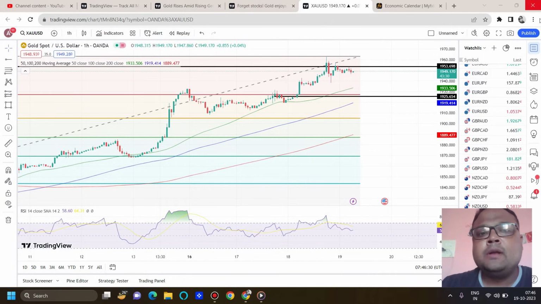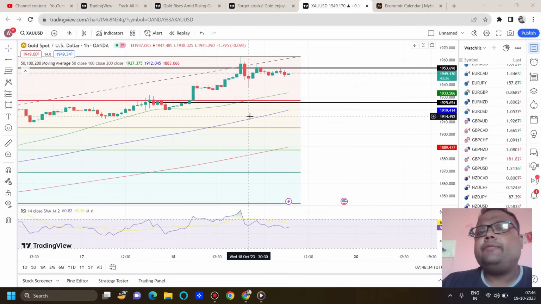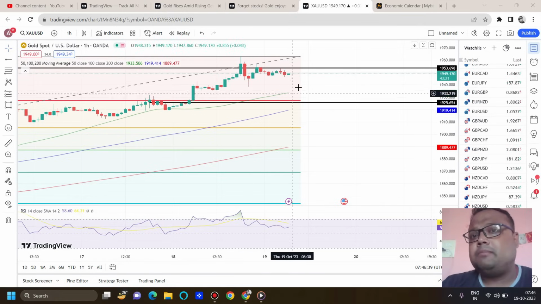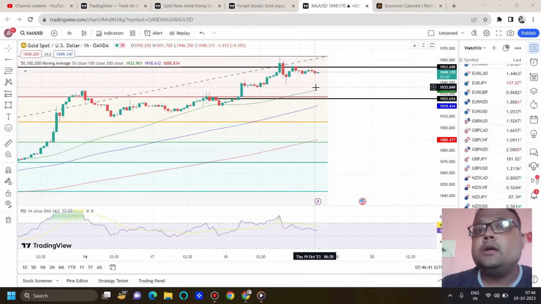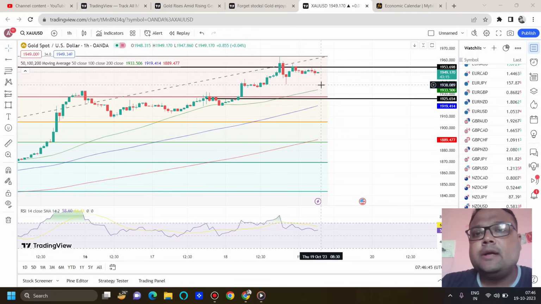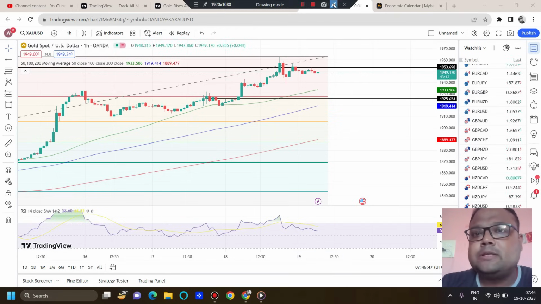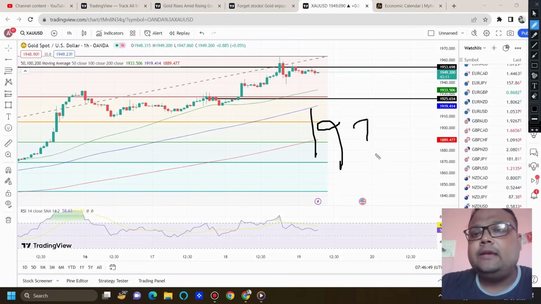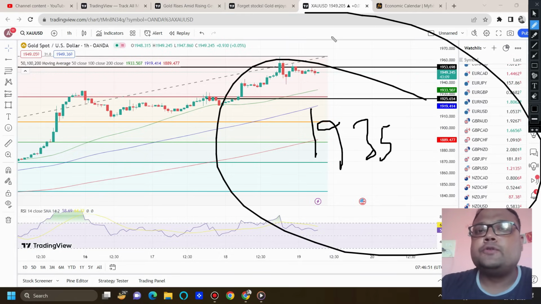But as I said, the 50 moving average is also playing the role of dynamic support here. So if you see the market is going for retracement, and the market is not showing selling pressure, in that case you can also expect the 50 moving average to act as dynamic support. In that case, around 1935 also you can expect a bounce. So considering the market situation, be on the side of buy and enjoy the trade.